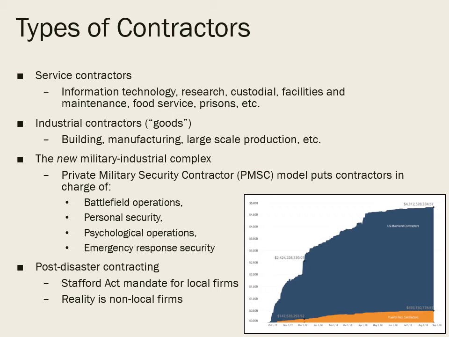So in traditional personal services contracts, the government retains the function, but the contractor personnel just staff the effort. And traditional service contracts provide things like IT support, research, facilities and maintenance operations, food service, things like that. Traditional industrial contractors handle large-scale building and manufacturing, so anything from making uniforms to building aircraft carriers.